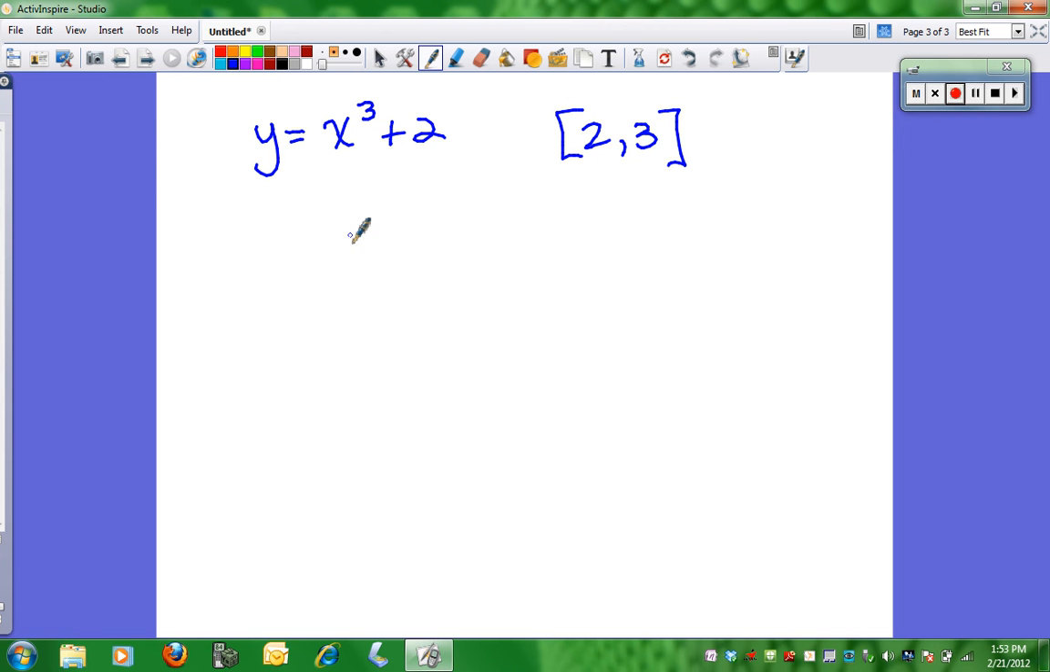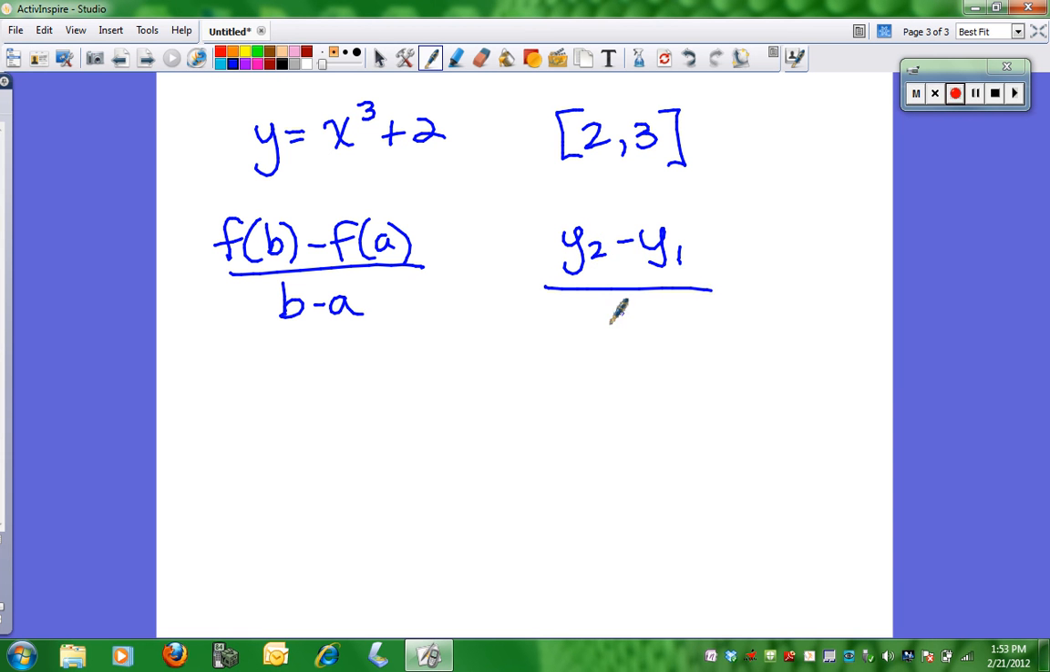Average rate of change, you should remember, there's a couple ways you can see it. I used to teach it many years ago as f of b minus f of a over b minus a. That's just using function notation. You may have learned it as y2 minus y1 over x2 minus x1. Whichever formula you use, you're going to get the same result.